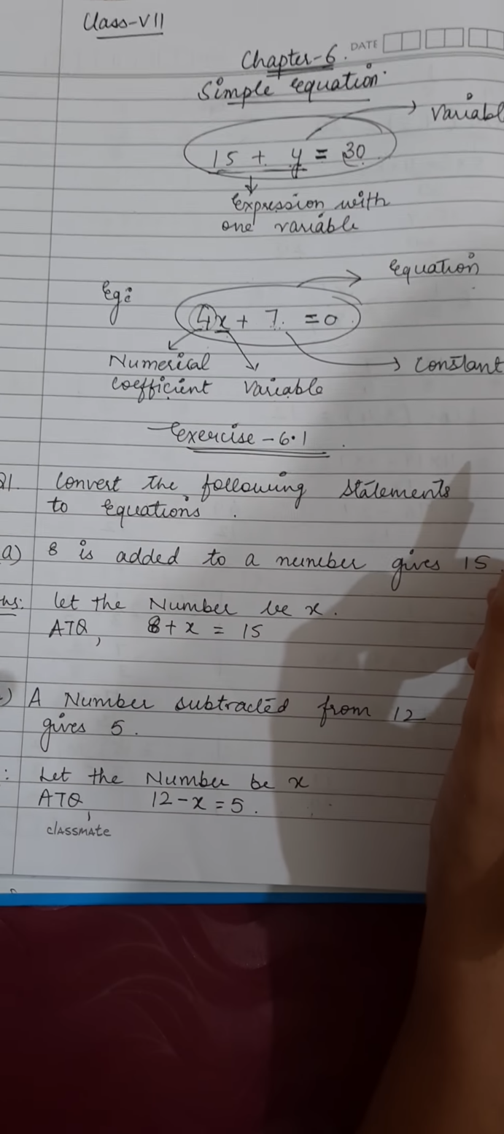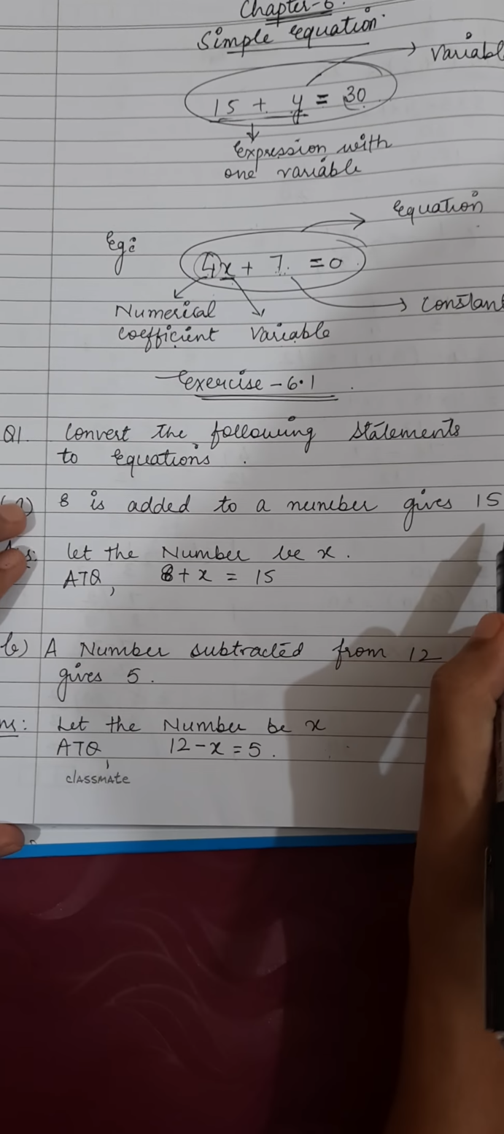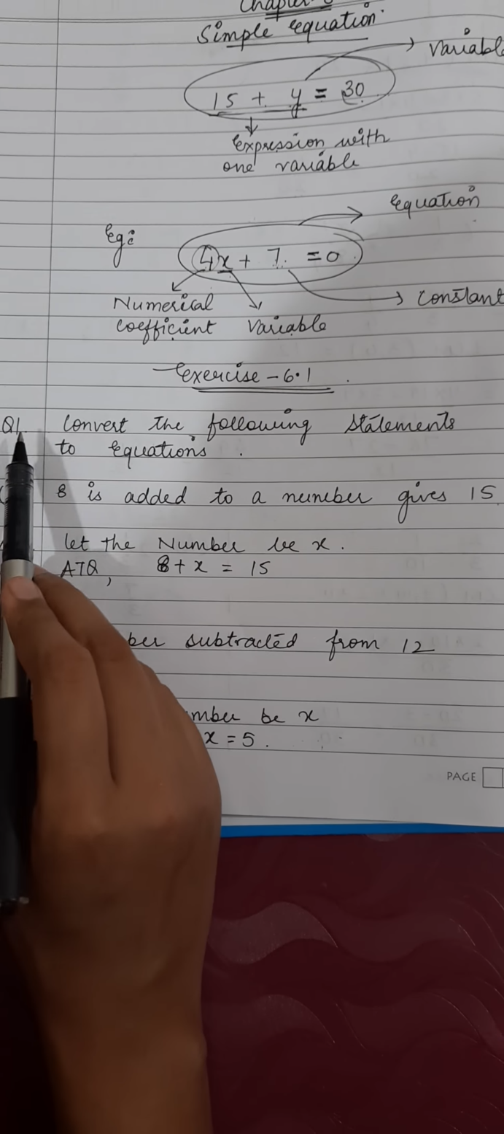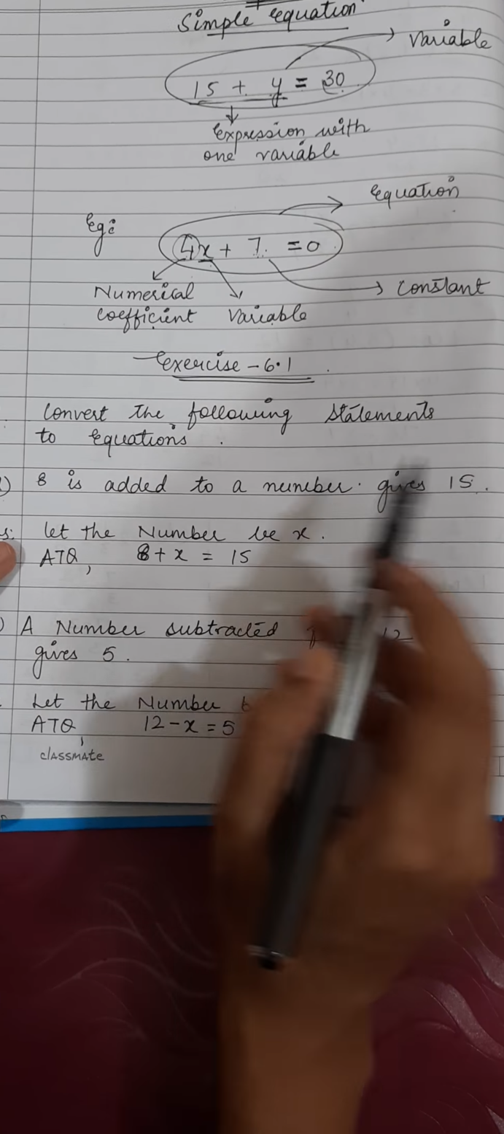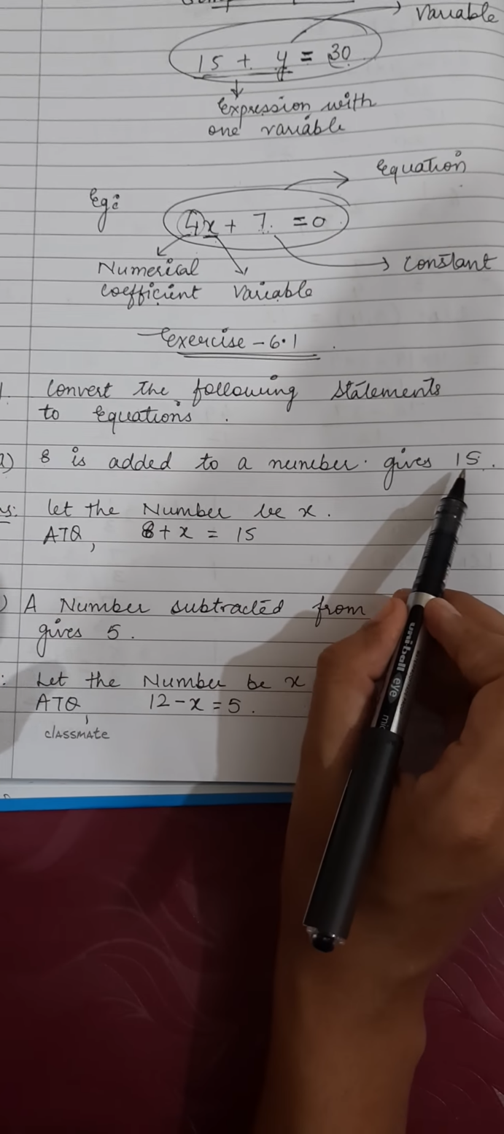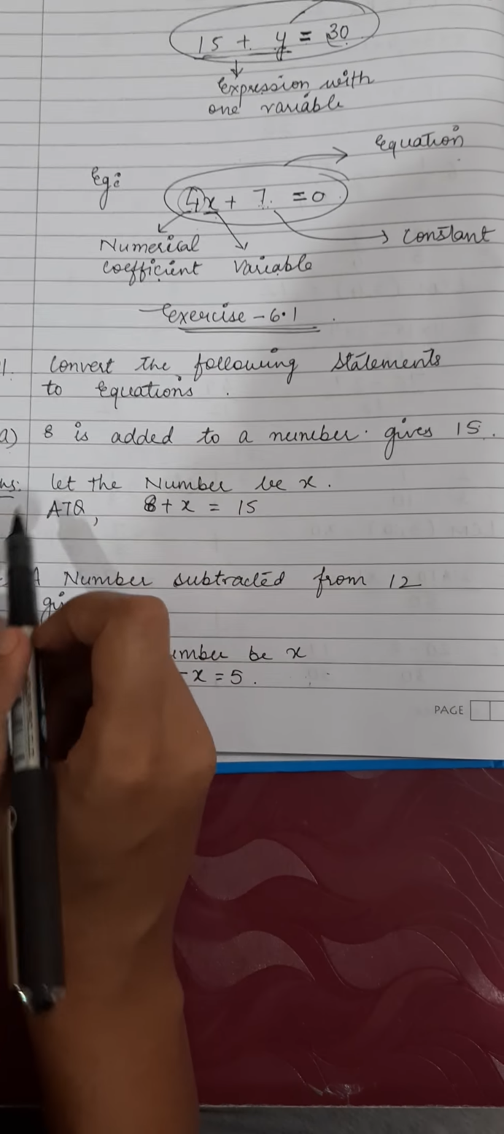Okay, now let's move to the exercise 6.1. In this we are going to make equations on the basis of the statements which are given to us. Question number 1, a part. 8 is added to a number gives 15. Now what is the meaning of this? You have to make an equation of this on the basis of this.